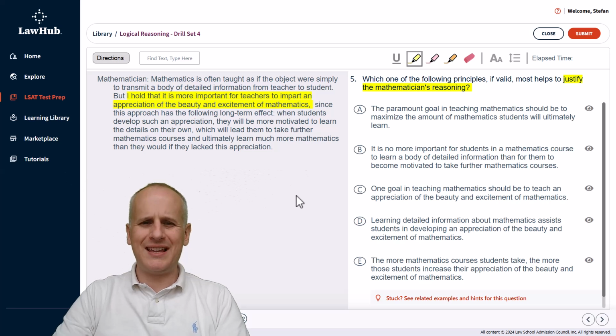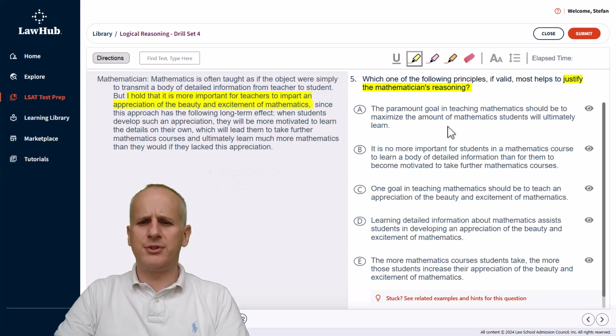So we need to think about the reasoning, though, that the mathematician gave. And the mathematician said that when these students develop that appreciation of the beauty and excitement of math, they're going to be motivated to learn more mathematics. So we need to show why, as a mental prediction, that learning more mathematics is ideal. So we have as an idea in mind before we go to the answer choices of what could justify the mathematician's position, it's the idea that learning more mathematics is ideal.